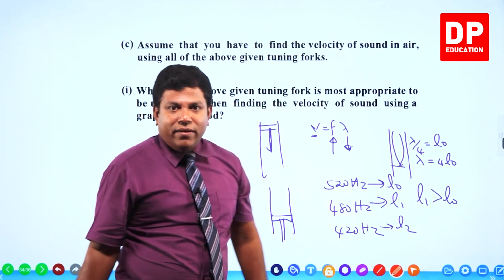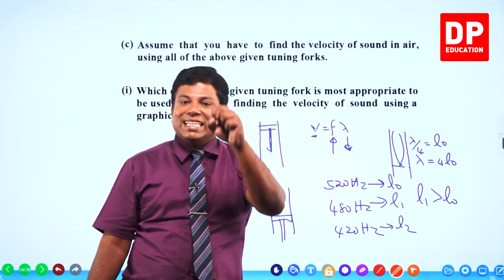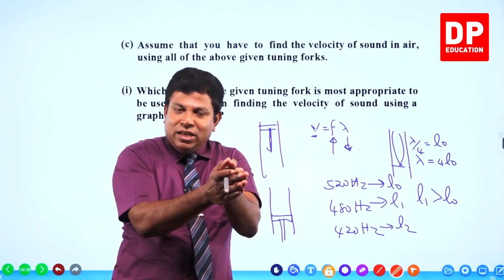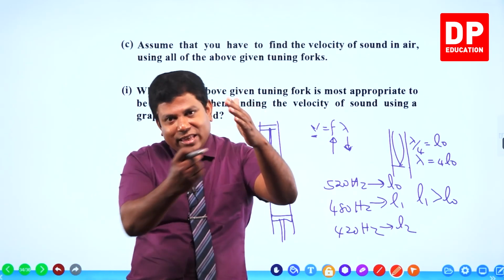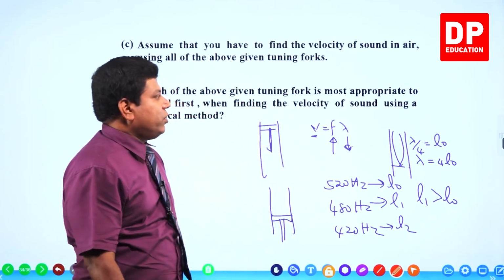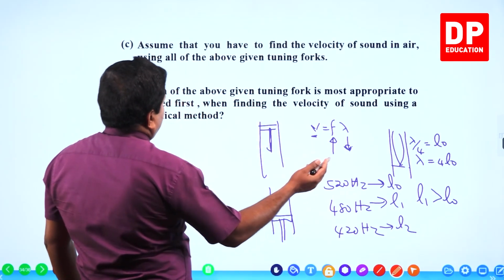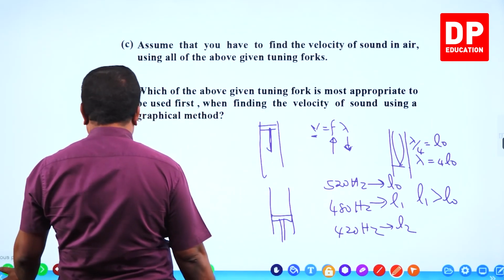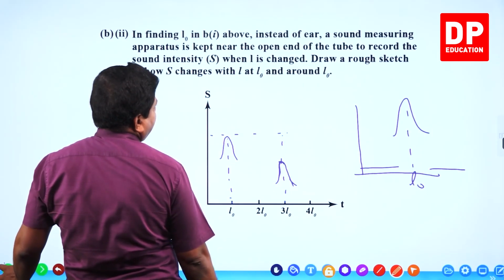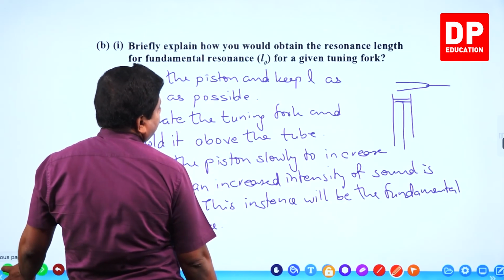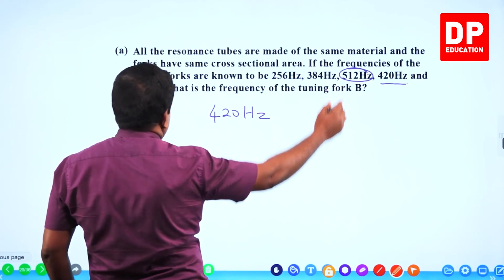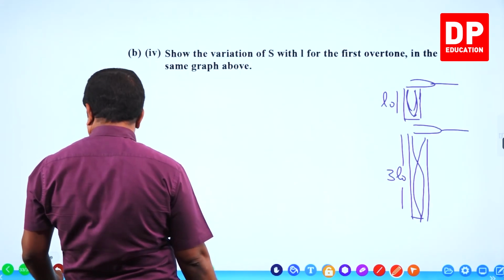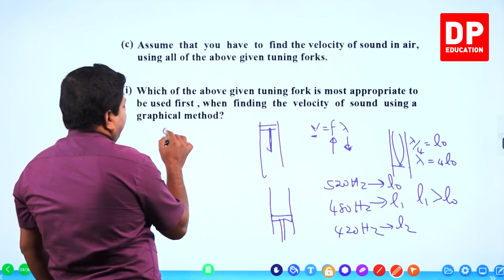Right, that's why we keep the frequencies in the descending order and take the highest frequency first so that it will have shortest length, and then in the order we will be getting the first resonance to everybody. So they ask which are the above given tuning fork, the highest frequency. What's the highest frequency? I remember 520 Hertz was there. 512 Hertz.